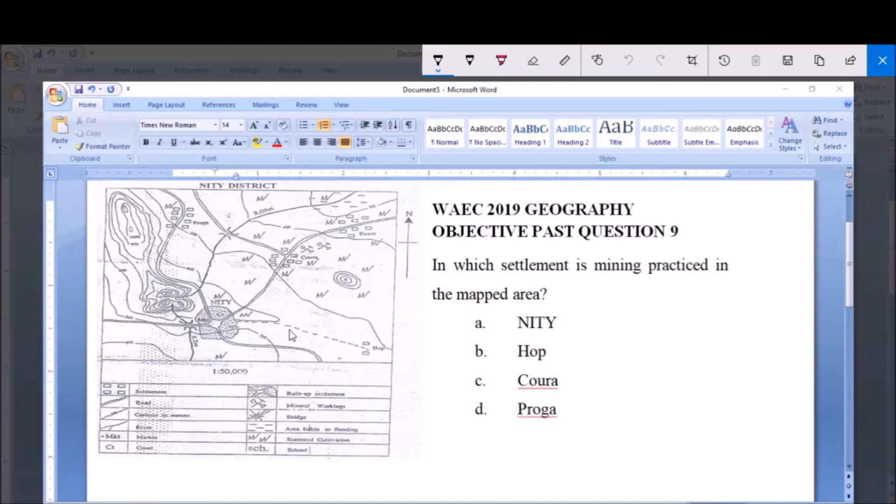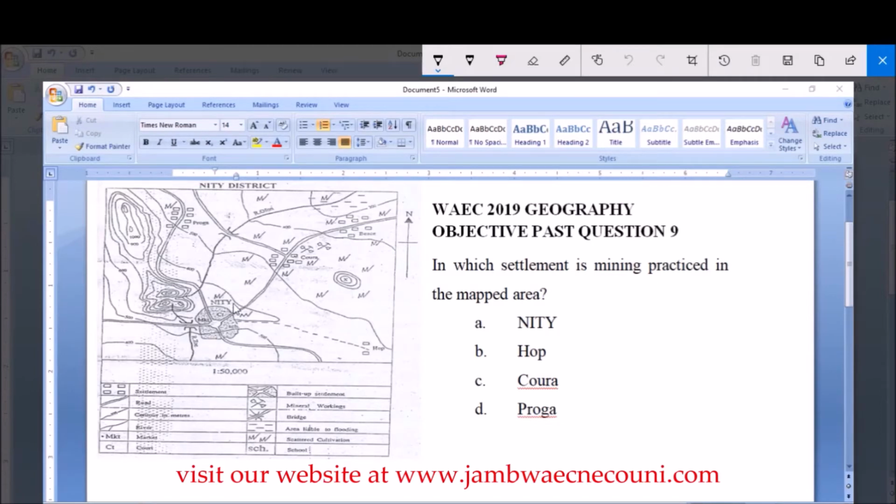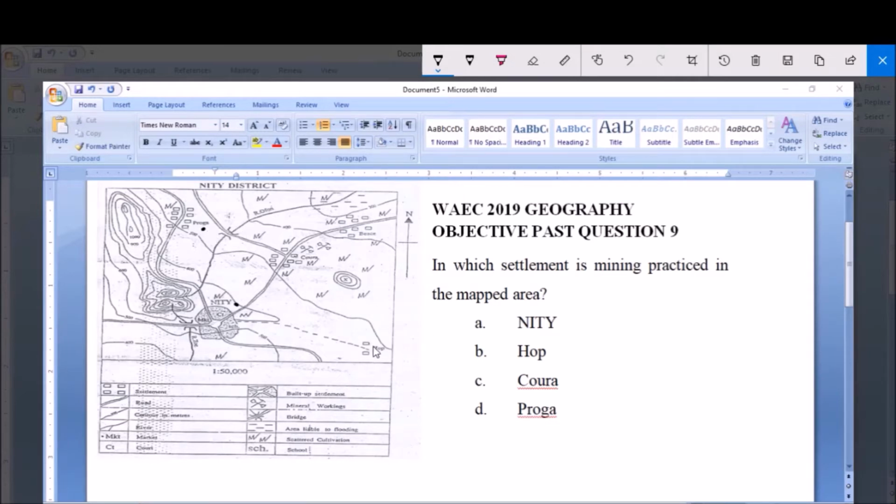us and see where they lie on the map. So this is where Niti is on the map. This is Proga on the map. This is Hop on the map, and this is Kura on the map.